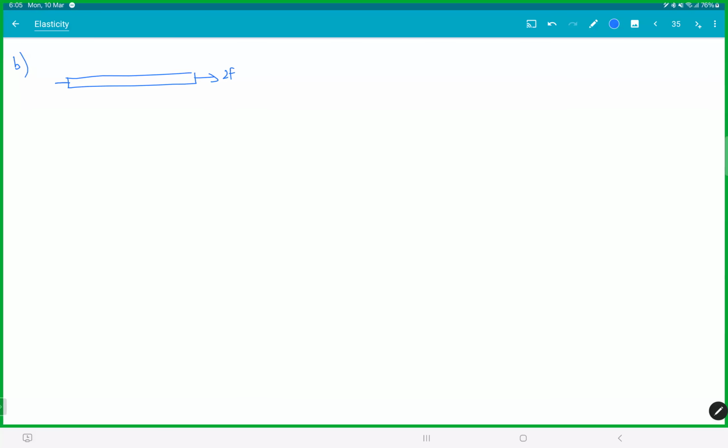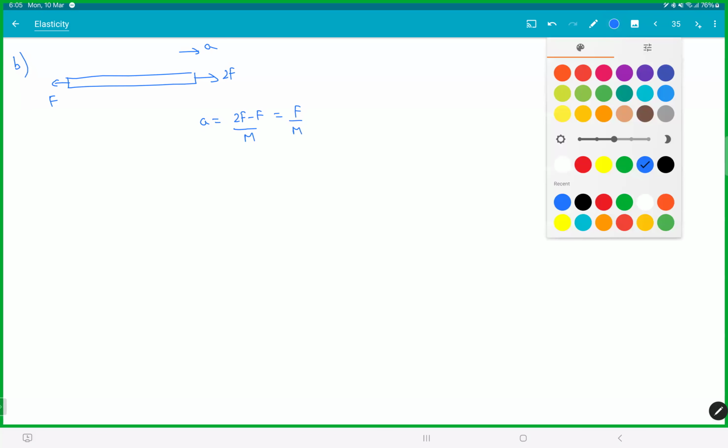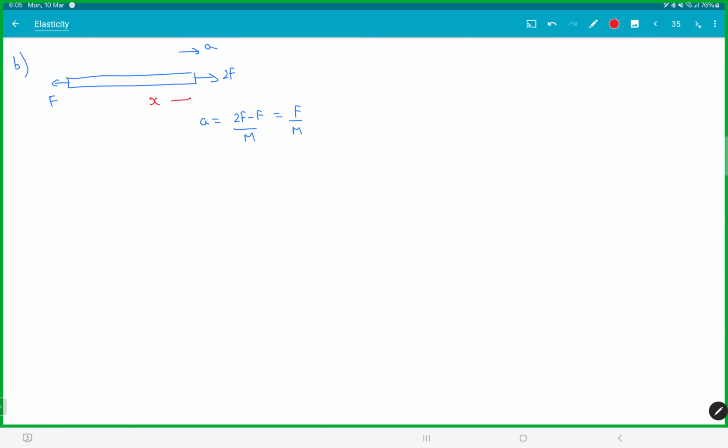2F and F. Listen in case you didn't get it. First thing, find the acceleration. That is easy: 2F minus F by M, which is F by M. You want to find tension at a distance x from the right side? Fair enough. Cut it here. When you cut it here, you get 2 pieces. Previously, I took the right piece. I'll take the left piece.